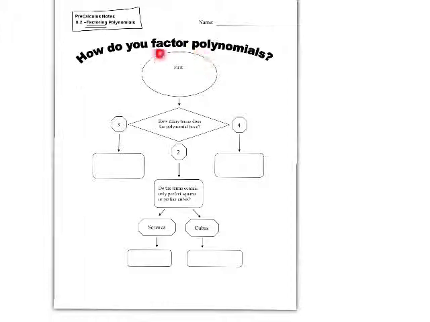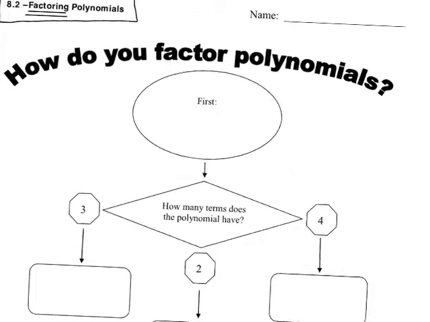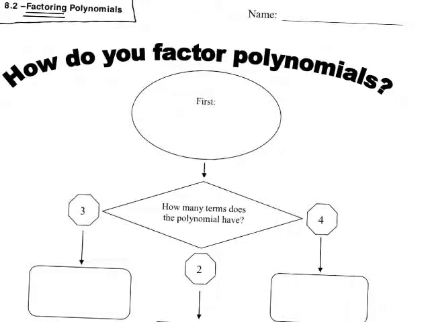So the very first thing that you do, we're going to put right here. And then after that happens, you decide how many terms the polynomial has. You can have 2 terms, 3 terms, or 4 terms. And then based on that, what you'll do from there. Okay? So, the very first thing you should always look out for, I'm not guaranteeing that it's going to be in there, but there might be a greatest common factor. So GCF, greatest common factor.